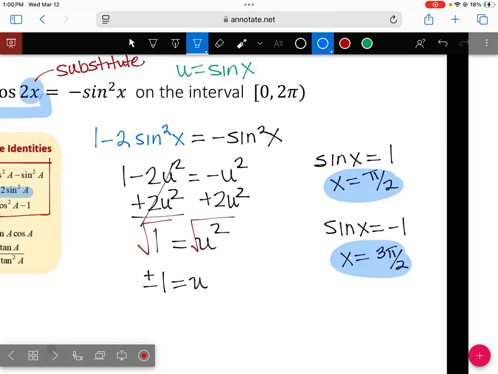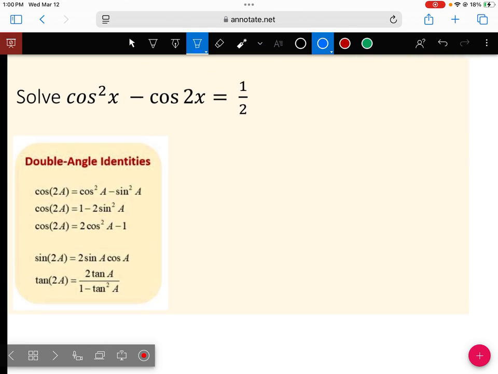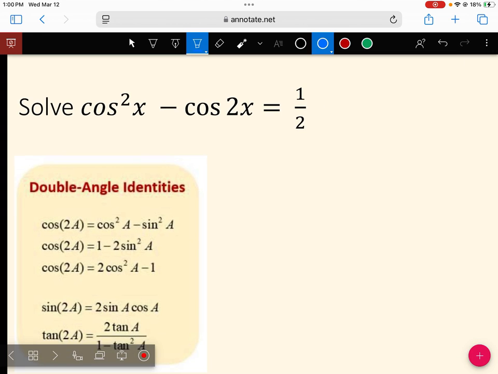All right, let's copy down our next example. Go ahead and copy this down.